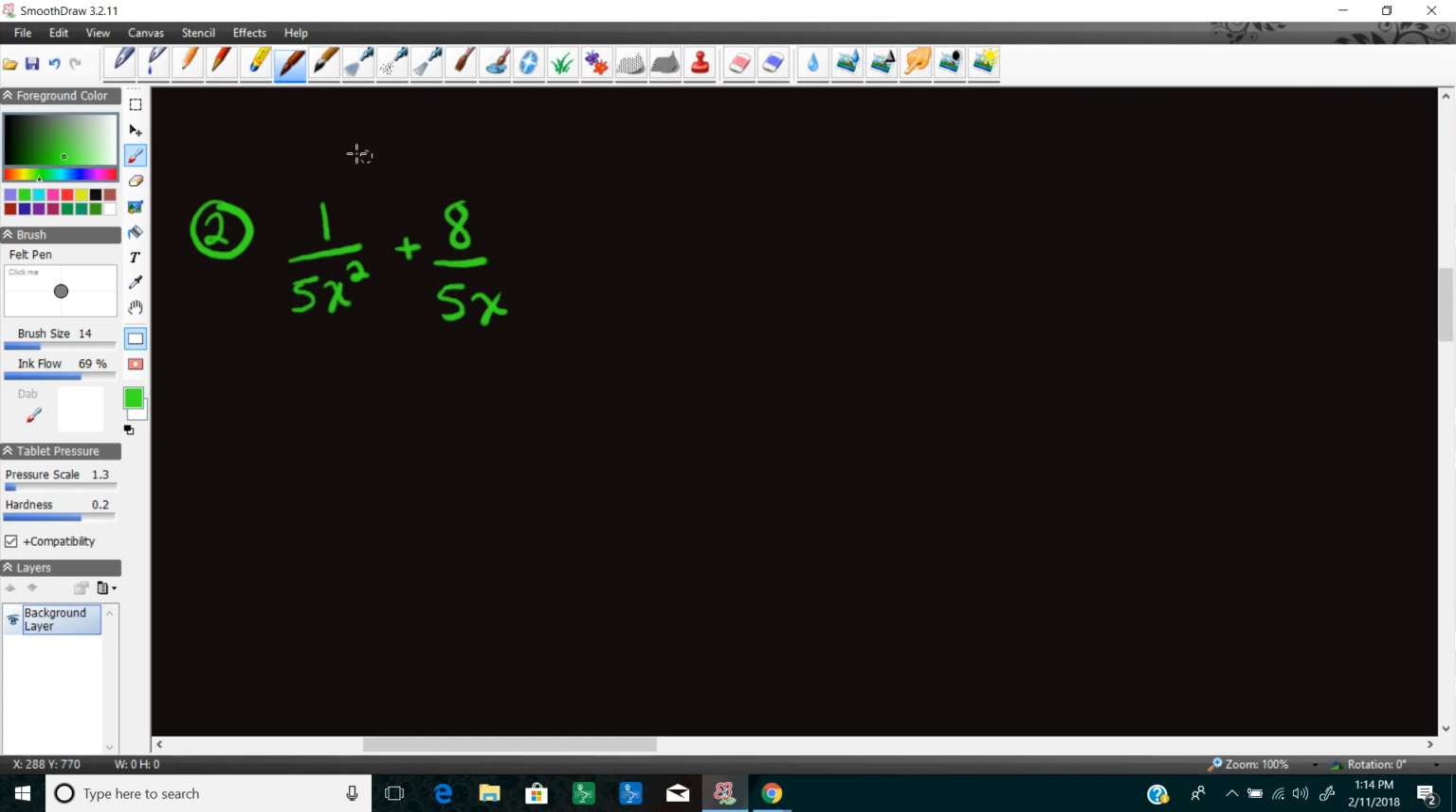So now we have 1 over 5x squared plus 8 over 5x. We're going to do the same thing and find the least common multiple. In this case, you can see that both of them have a 5, so I'm going to leave the 5 there. If they have something in common, you pretty much leave it there. Okay? And now this one has an x squared and this one has an x.